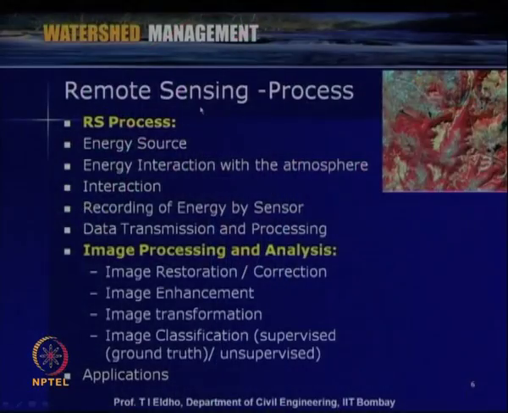Now let us see how remote sensing is done and what the important processes taking place are. These details are given in these slides. To get the remote sensing data, there should be an energy source, which is either reflected or diffracted, as I mentioned in the previous slide. Then this energy interacts with the atmosphere. After the interaction, the satellite records the energy by the sensor. Then that data is transmitted to the stations on the earth, and then that data is processed. So remote sensing is quite a complicated process.